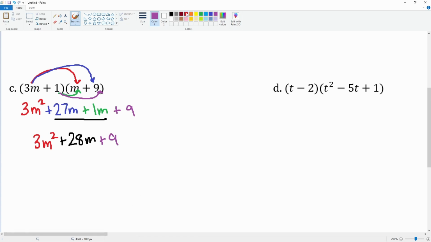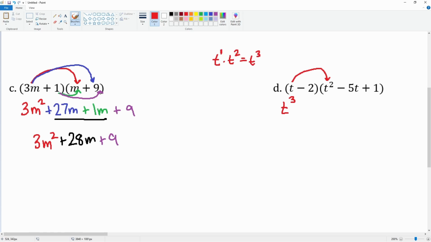Let's look at question D here. Notice it is a binomial times a trinomial. So you're going to see the distributive property happen 6 times. Watch. T times t squared becomes t to the 3rd power. If you want to know why, t times t squared becomes t to the 3.